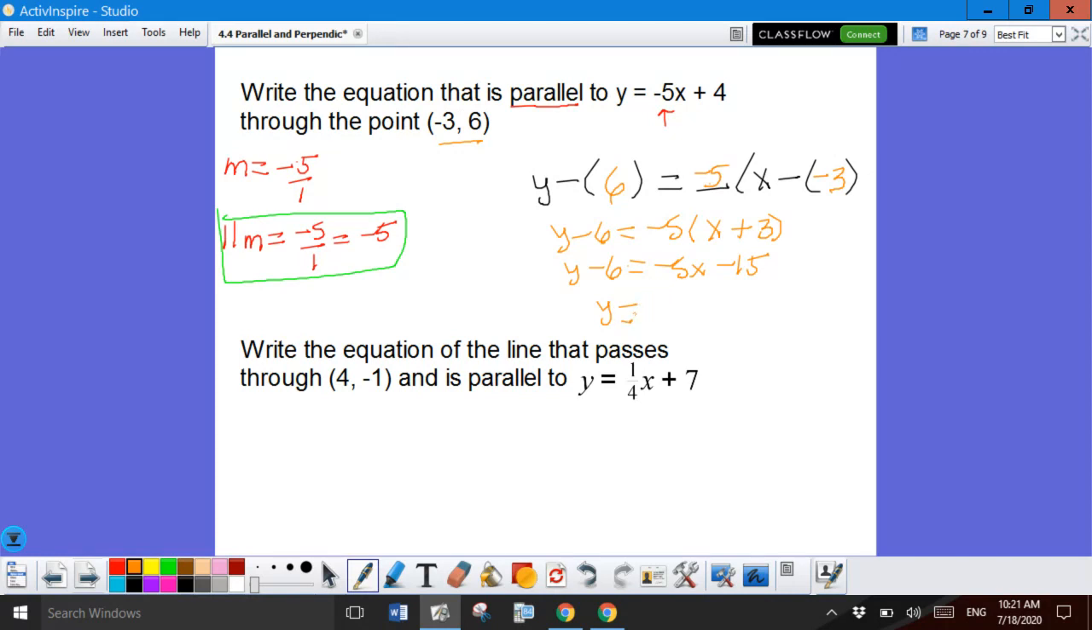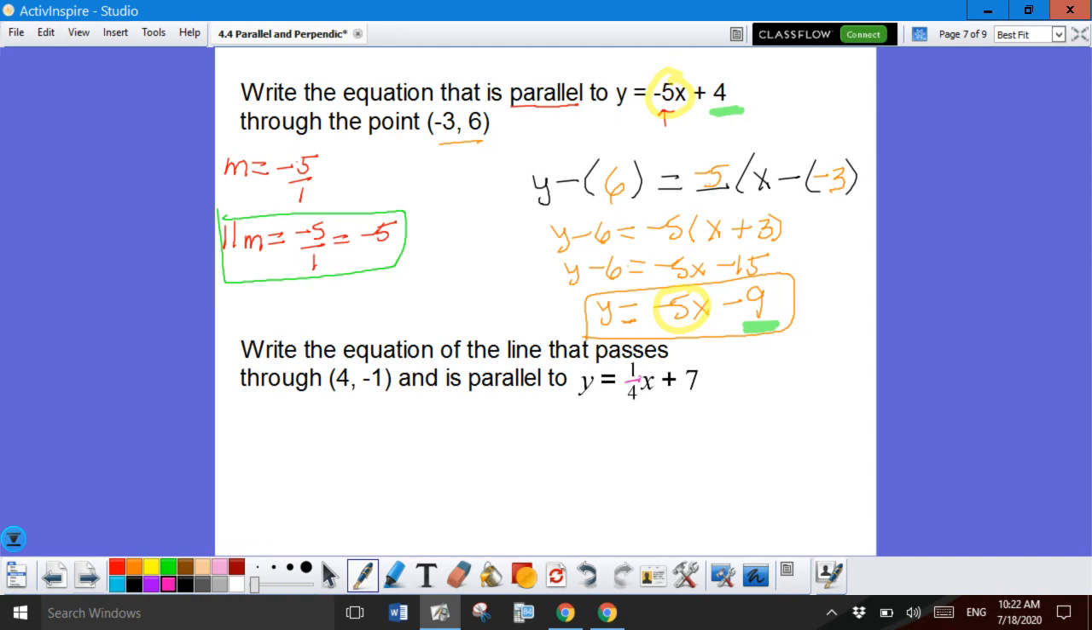And y equals negative 5x minus 9. So here is the equation of the line parallel to this line. And I want you to notice that my slopes are exactly the same, and the b's are the only thing that is different. So why don't you go ahead and hit pause and see if you can do the next problem.